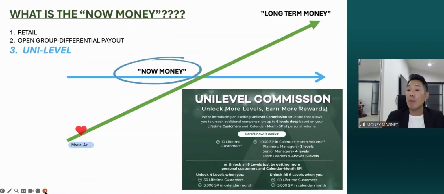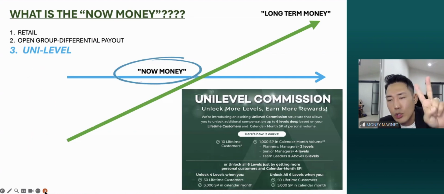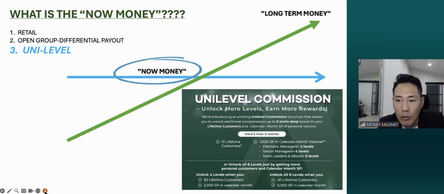All right. Now I'm going to talk about uni-level commission. Right. Here's what I want to share with you guys. Okay. All across the board, if you do 10 lifetime customers and 1,000 SP, planners and managers, you're going to make 2 levels of uni-level. Senior managers are going to make 4 levels on uni-level, and team leaders are going to make 6 levels.